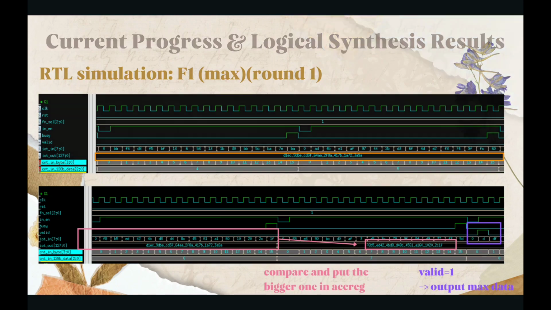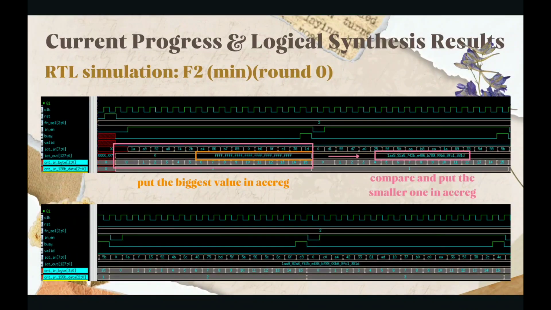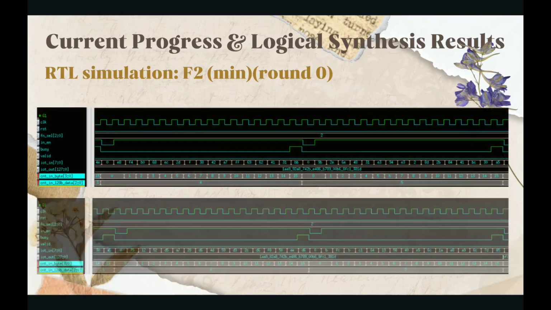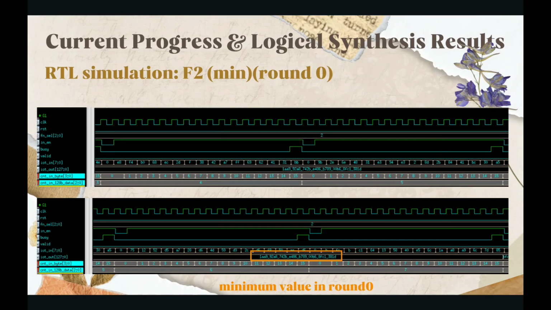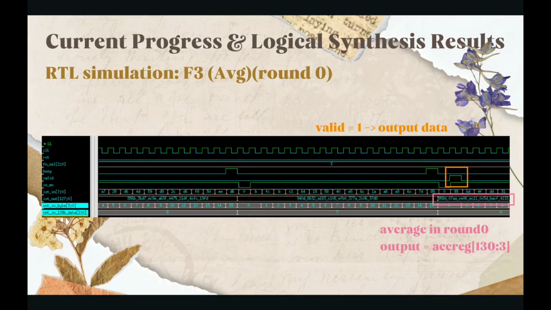For function 2, we need to initialize the ACC register with the biggest value before the burst data is completely loaded into the in register. Then perform the same operation as function 1 on all the data and select the smallest data in each round. For function 3, the accumulated value after each addition will be stored back to the ACC register. At last, after the last data of each round is loaded, the addition is performed again and the third to 130 bits in the ACC register will be the output.